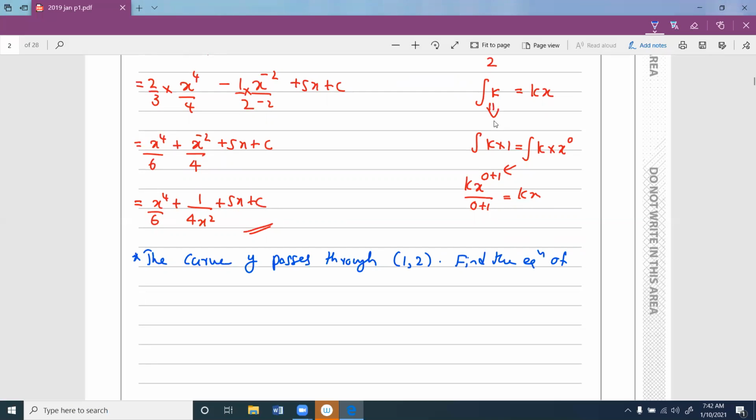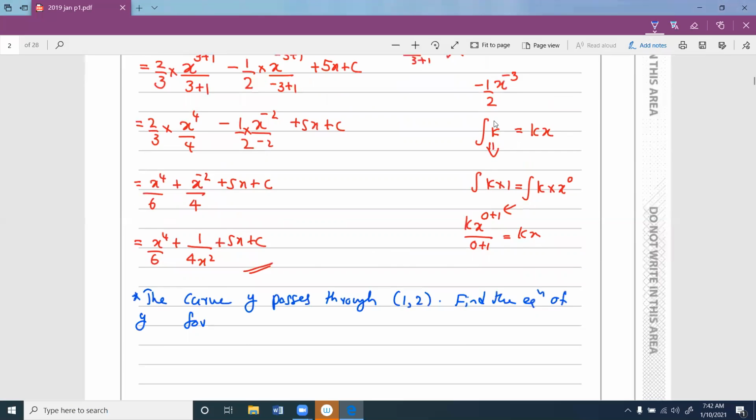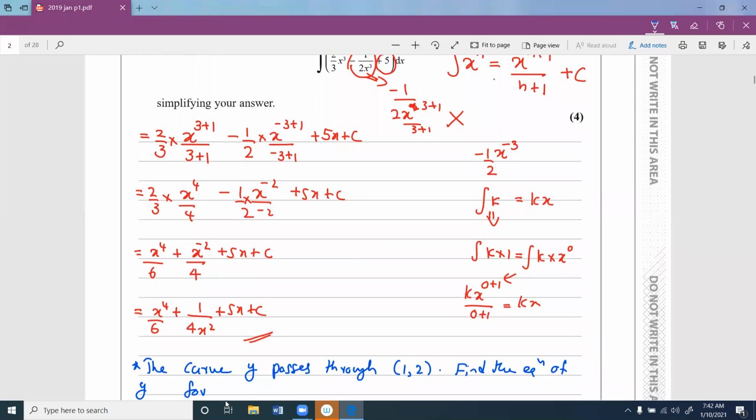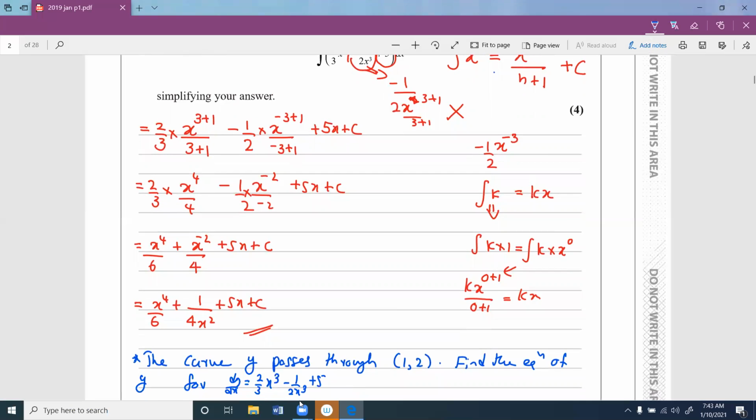Find the equation of y. In that situation, they used to give the question in this format, without telling this integration fact. They mention dy by dx is equal to 2 over 3 x to the power 3 minus 1 over 2 x to the power 3 plus 5. They might give the same question in this way.